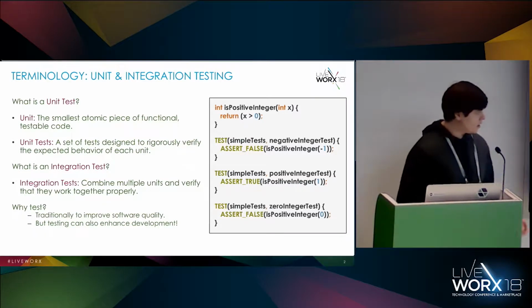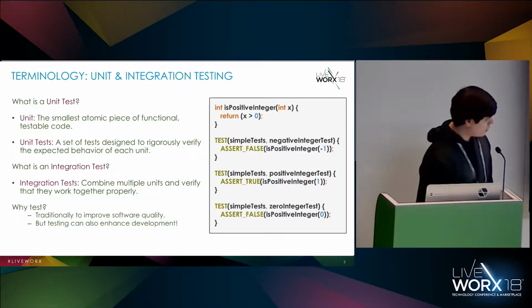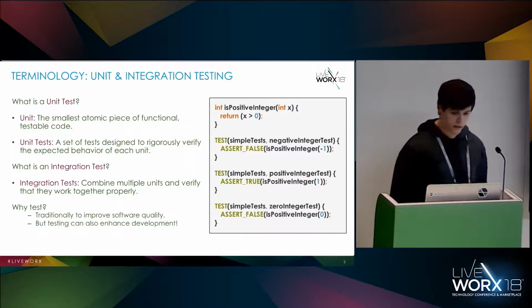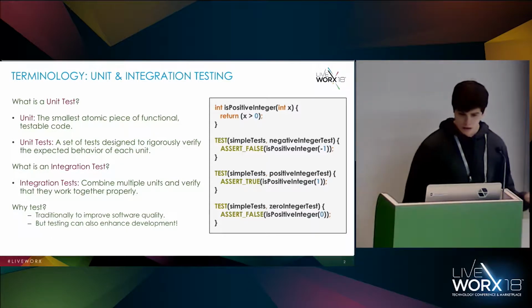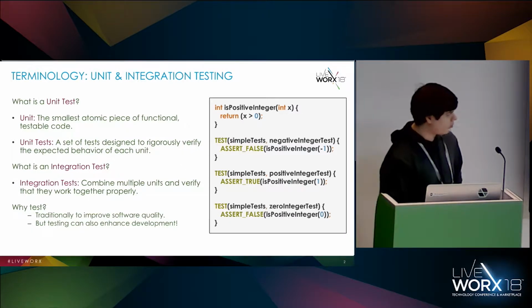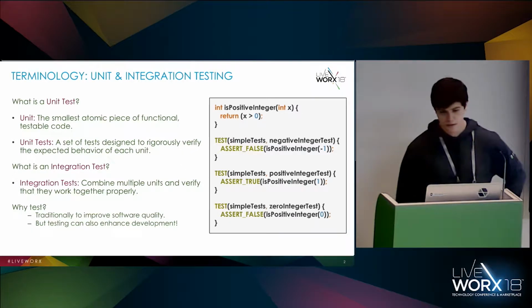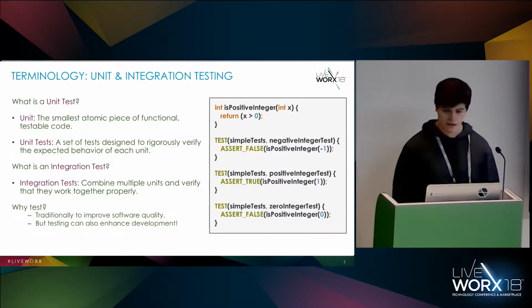of code. And if you look on the right here, we have a really simple function, is positive integer, that returns true if x is greater than 0. So in this case, this would be our unit of code. And the three little tests underneath there that just assert that we get the proper return code back when we pass a negative, a positive, and 0 into that function are our unit tests, right?